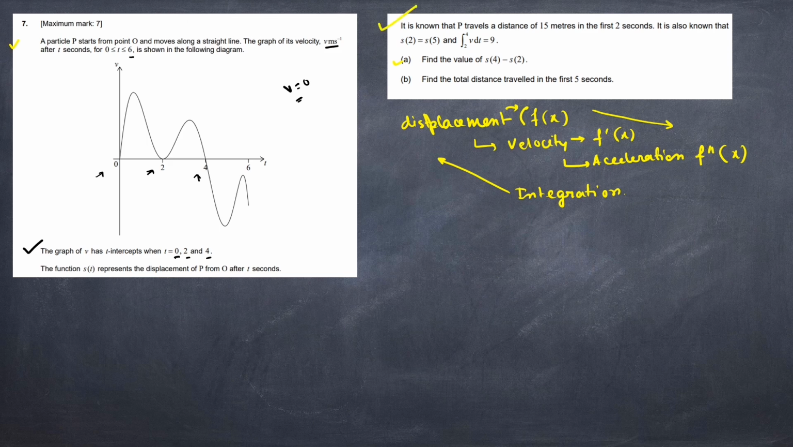It is known that P travels a distance of 15 meters in the first 2 seconds. It is also known that S2 is equal to S5. This will be needed in the next problem, and the integral from 2 to 4 of v dt is equal to 9. Now we will do problem A and find the value of S4 minus S2. So we will take this particular thing, the integral from 2 to 4 of v dt is equal to 9.